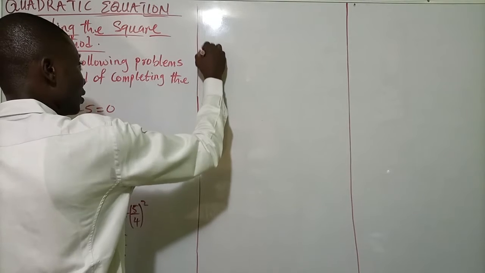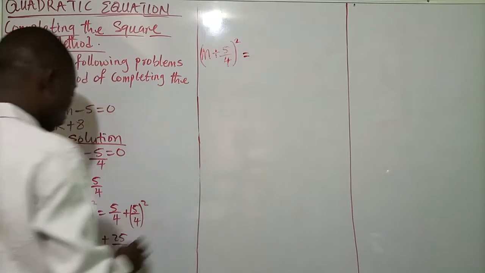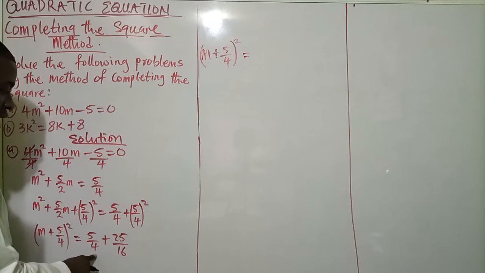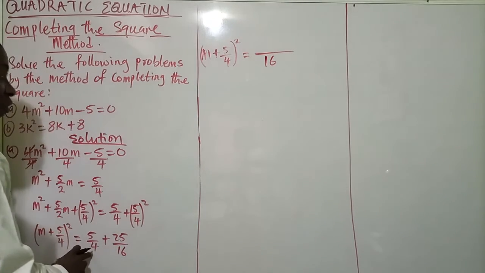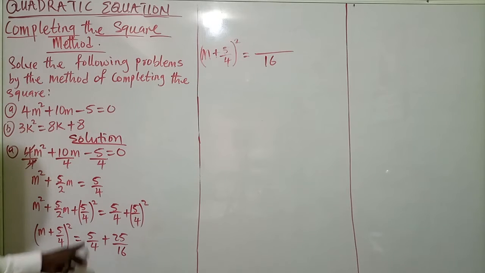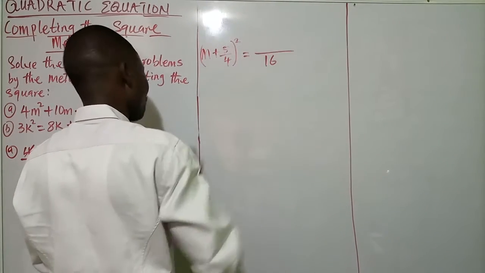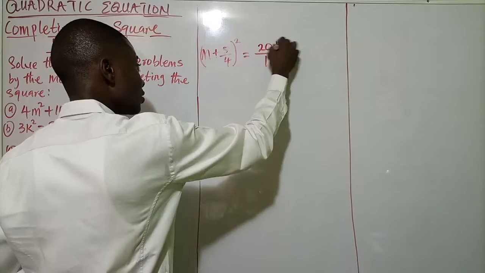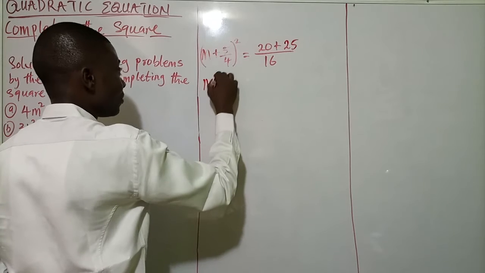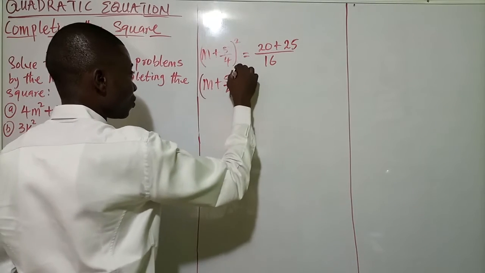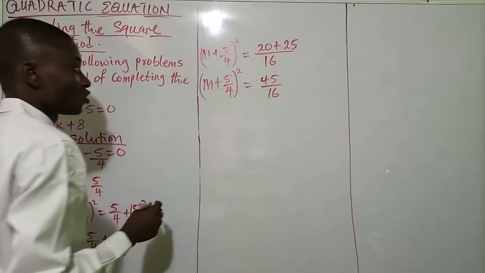So this equals m plus 5 over 4 all squared equals, look at this, the LCM of 4 and 16 is 16. So 16 divided by 4 is 4, and 4 times 5 is 20. Plus 16 divided by 16 is 1, and 1 times 25 is 25. So m plus 5 over 4 all squared equals 45 over 16.